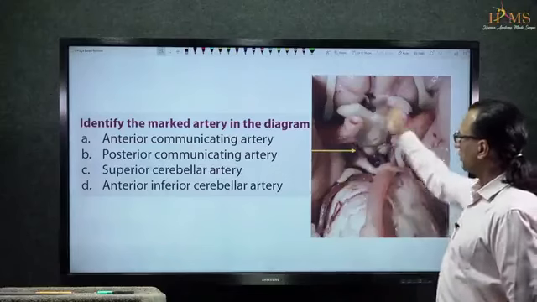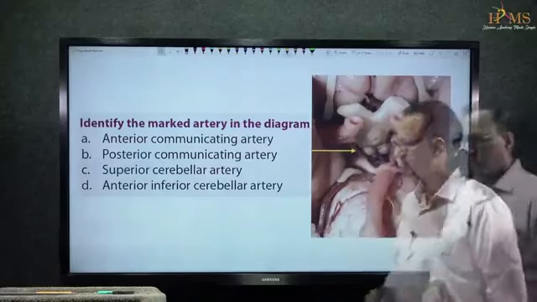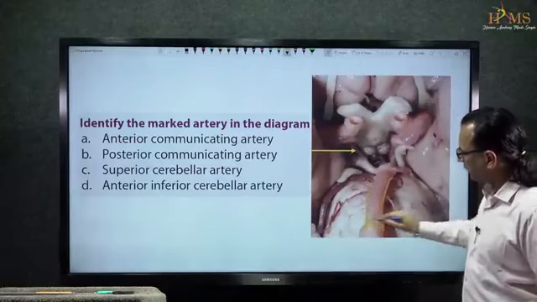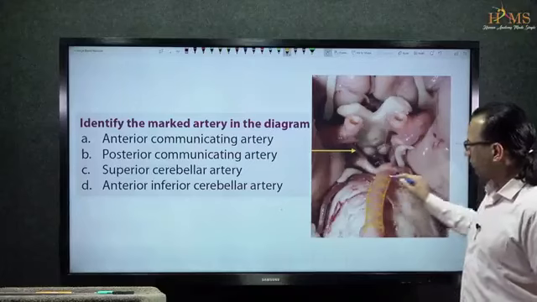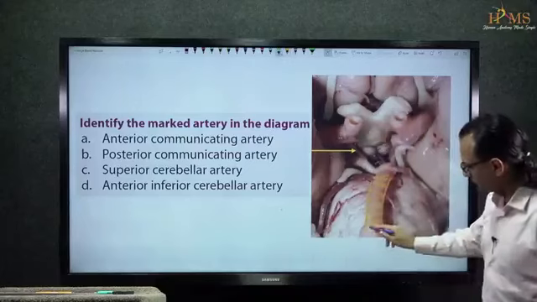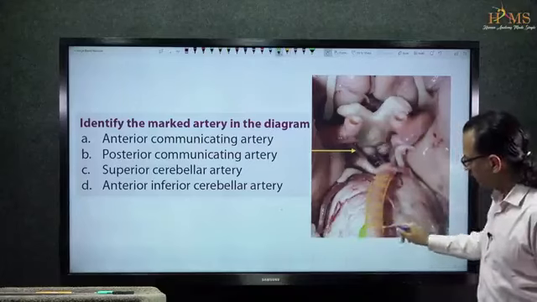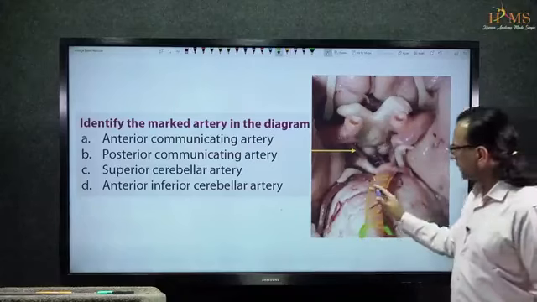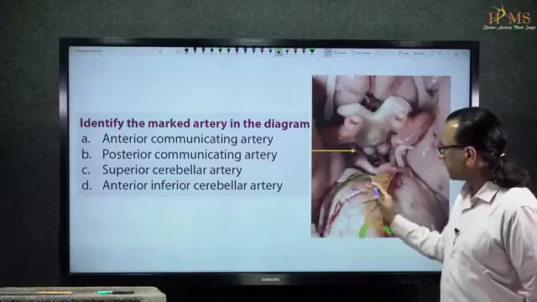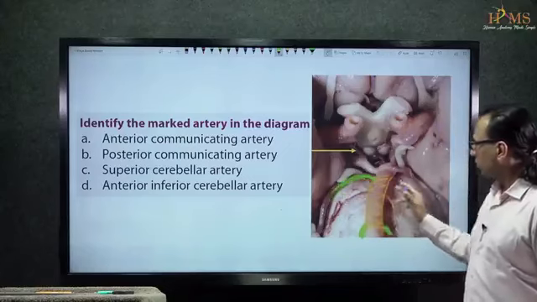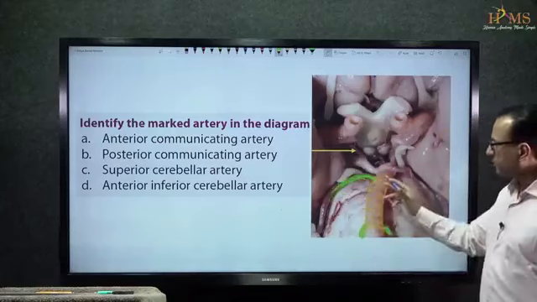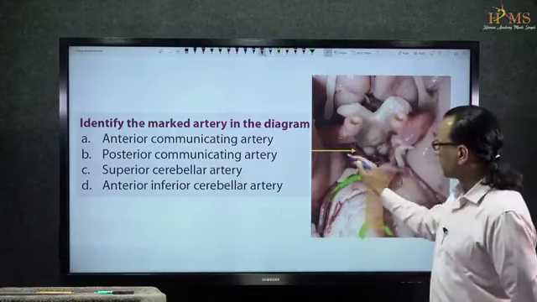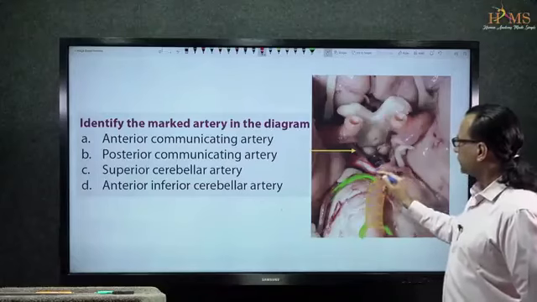As you find, it is asking for the marked artery in this diagram. It is the circle of Willis at the base of the brain. You can notice that this is the basilar artery which is running at the base of the pons and giving some branches. It has already given anterior inferior cerebellar artery to the cerebellum here. Then it is giving the superior cerebellar artery which is seen on one side clearly. Then it is bifurcating into two branches. That is the posterior cerebral artery, one on each side.